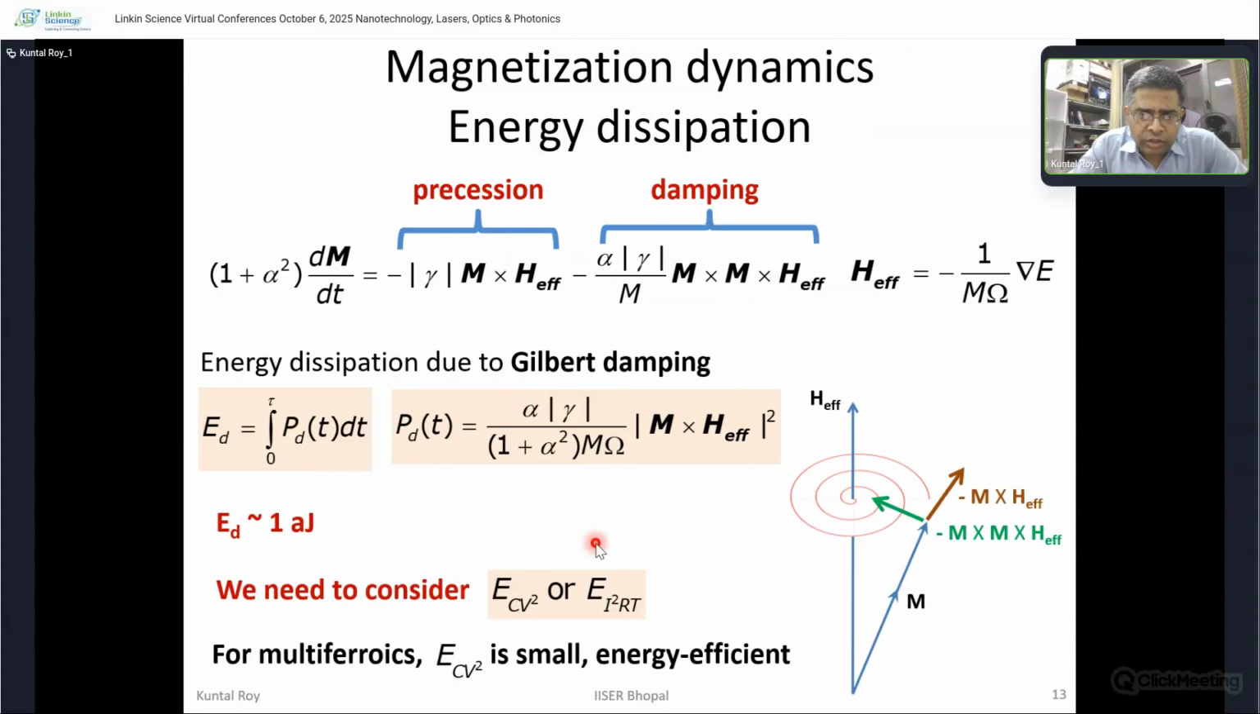So during the switching, it also dissipates energy. One can calculate the energy dissipation, and this energy dissipation will turn out to be 1 attojoule. That is a very small energy dissipation, and that is equivalent to the energy barrier between the switching states. But what we need to consider is CV square, where C is capacitance. For any application of voltage we do need to consider this CV square dissipation, or I square RT if you are switching by current. Voltage is more important because we can directly apply voltage, otherwise we need a current source to apply current, right? So we are talking about these voltage controlled devices here, and for multiferroics we can show that the energy due to CV square is very small, and that's why it is energy efficient.